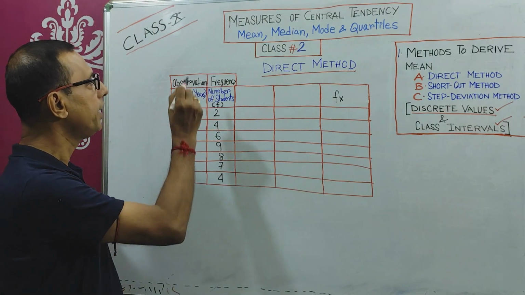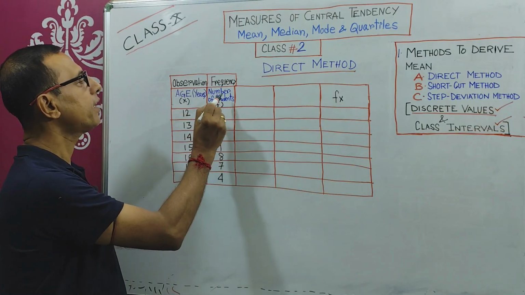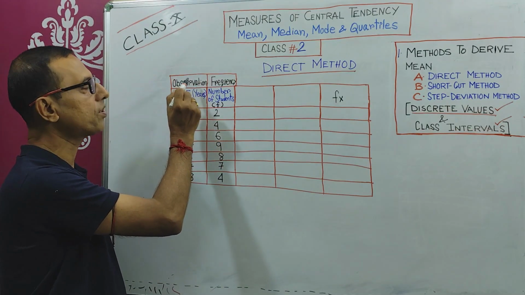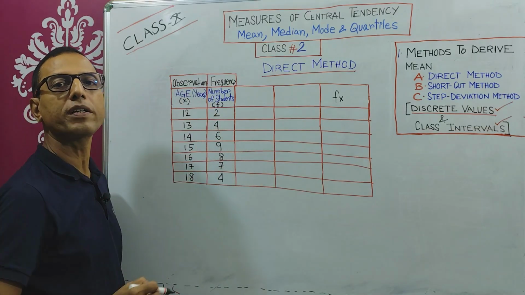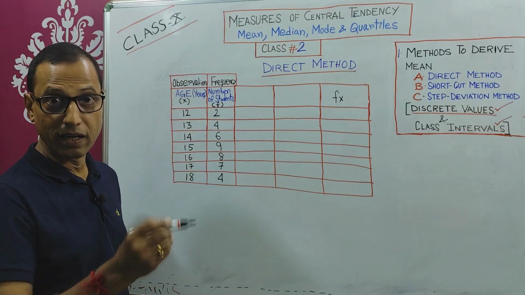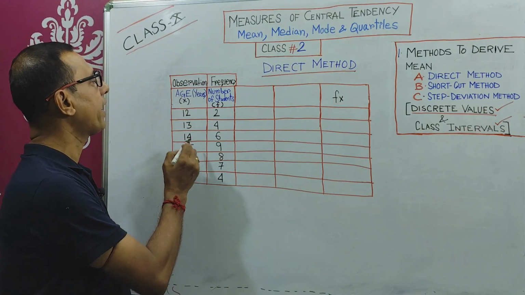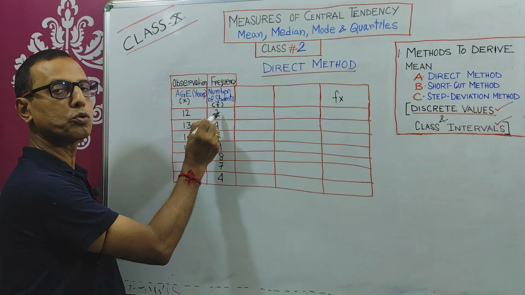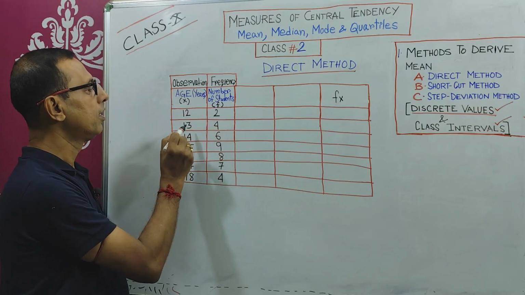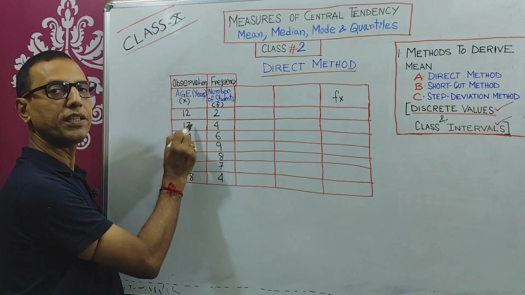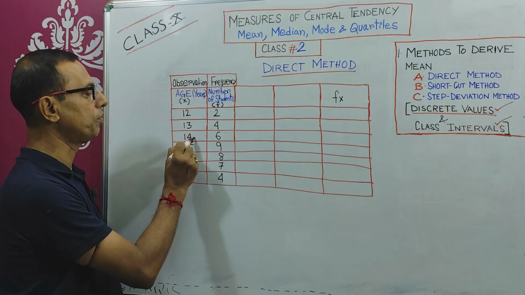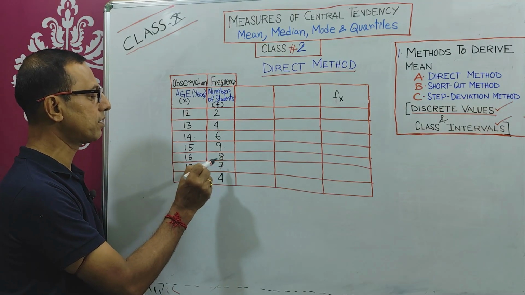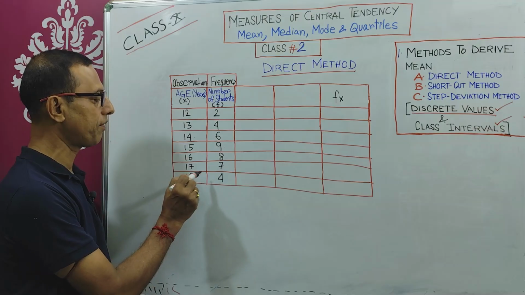In this particular table, the first column has the observation. The problem is you have a total of 40 students in a tutorial class, where the ages of the students are given. 12 years age, 2 students, frequency 2 in the second column. There are 4 students aged 13 years, 6 students aged 14 years, 9 aged 15 years, 8 students aged 16 years, 7 students aged 17 years, and 4 students aged 18 years.